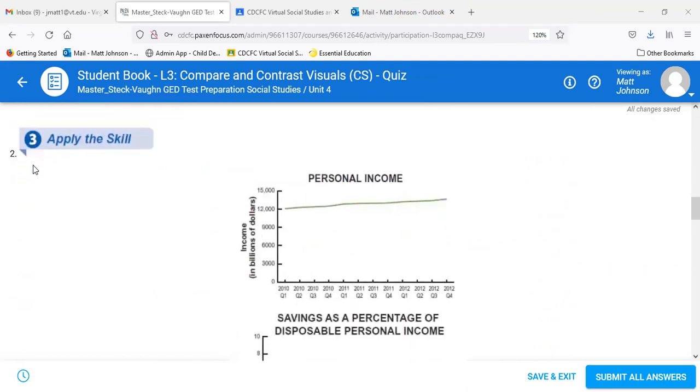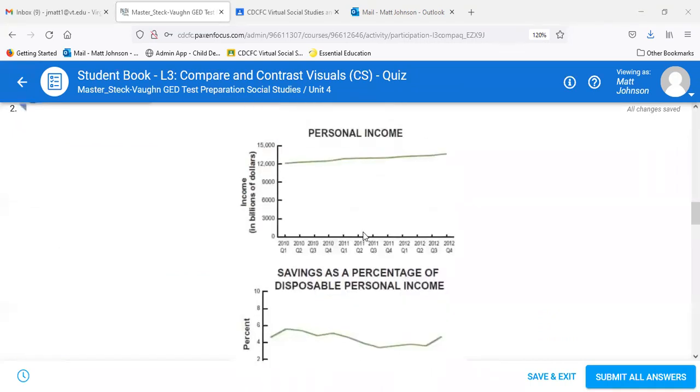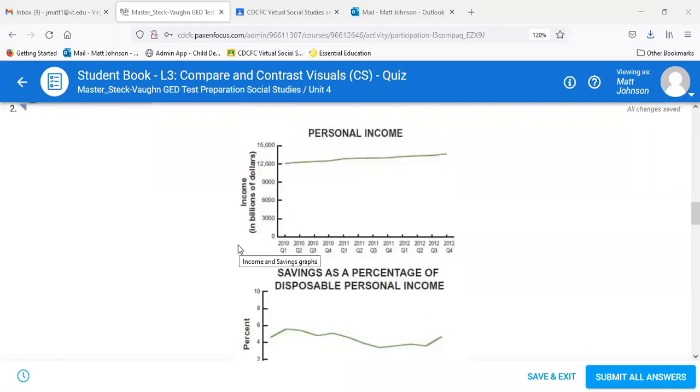Two, we have personal income and savings as a percentage of disposable income. So looking at overall, this is personal income by the billions. So this is looking at the U.S. economy, right? And the individual incomes combined. And again, huge numbers there. So that's like $12 trillion. We're talking about personal income. And we see that growing steadily.